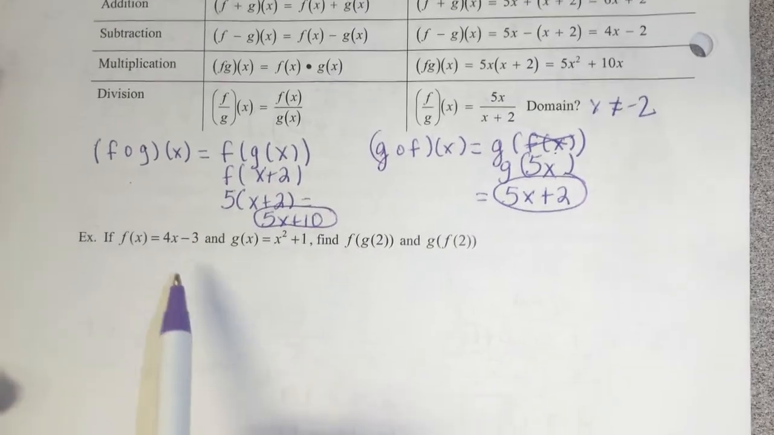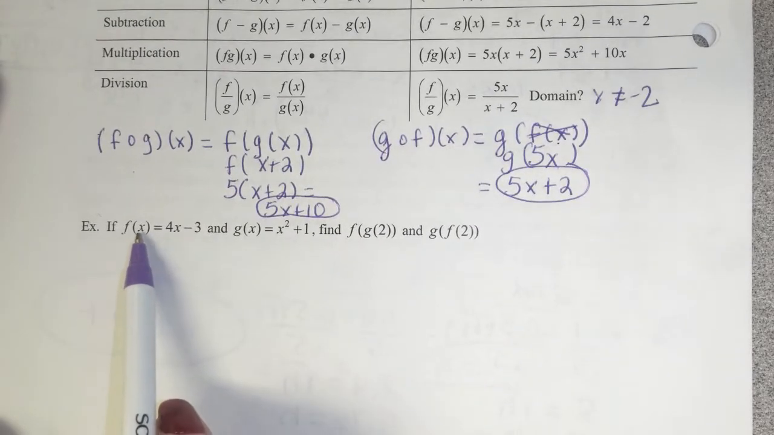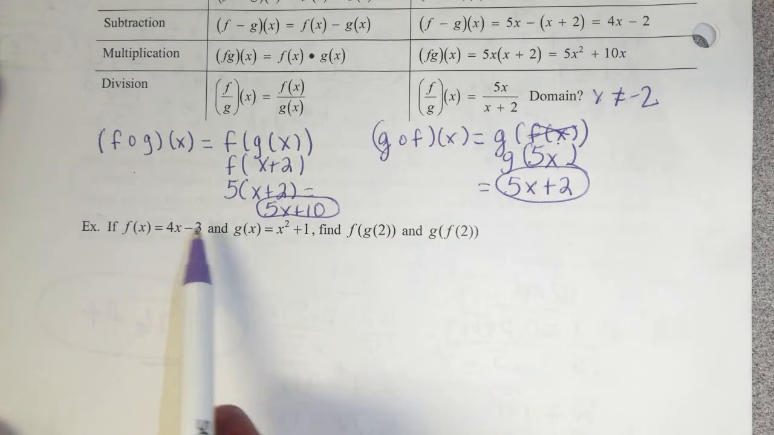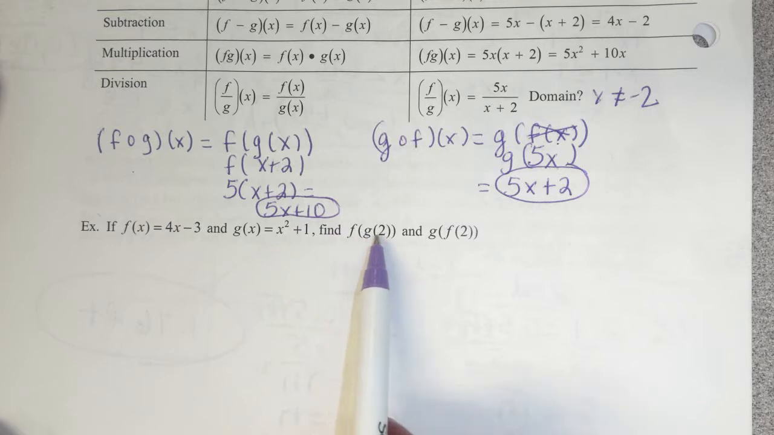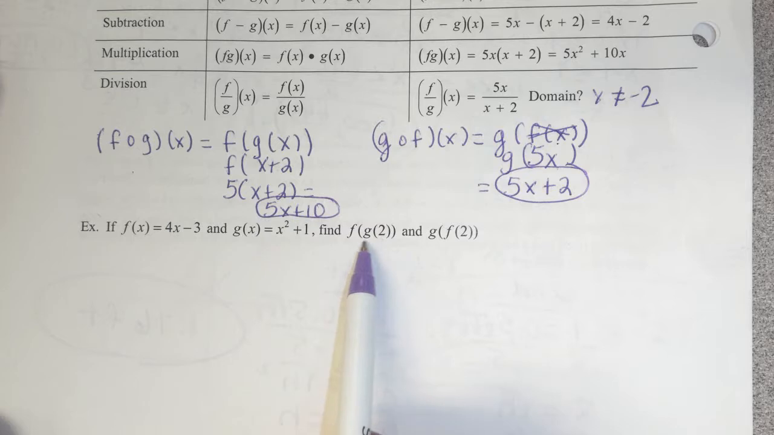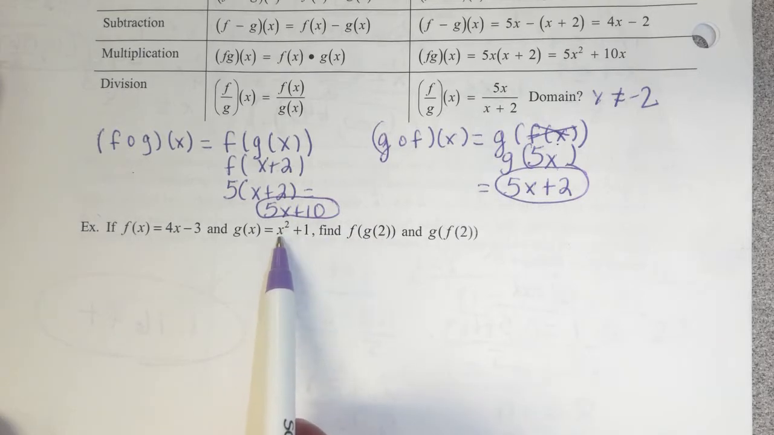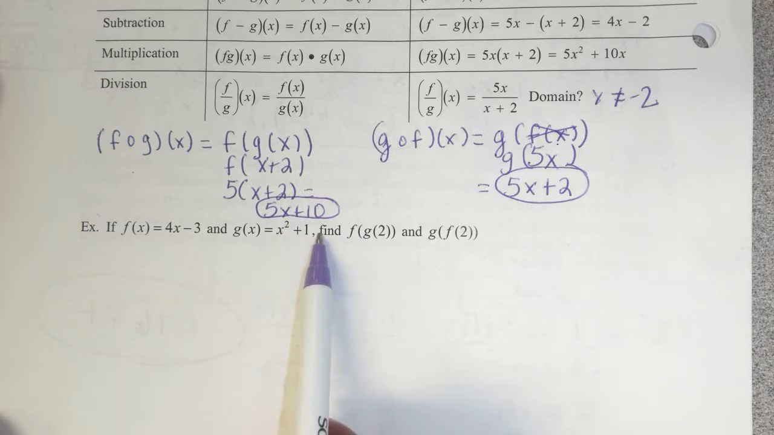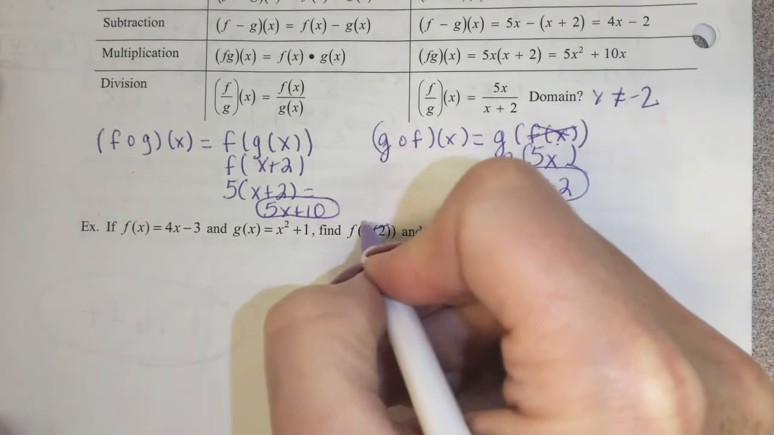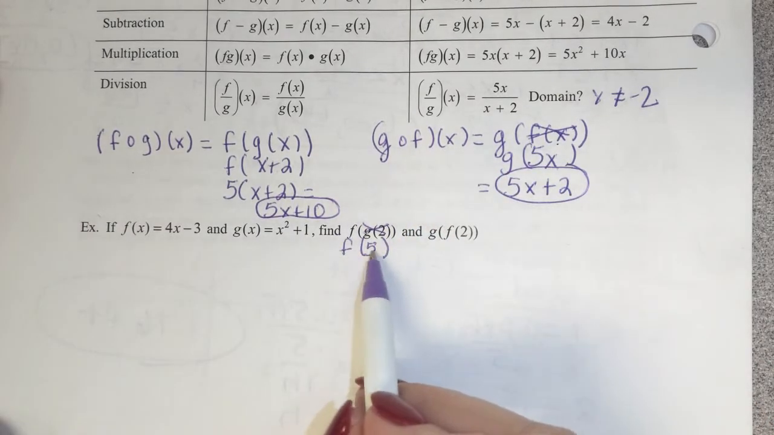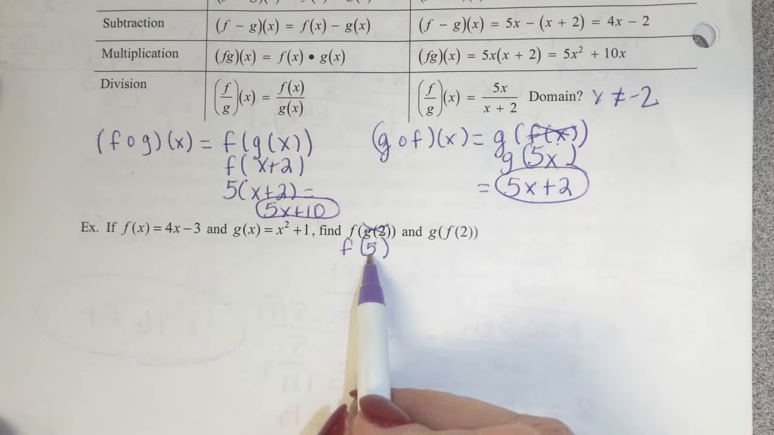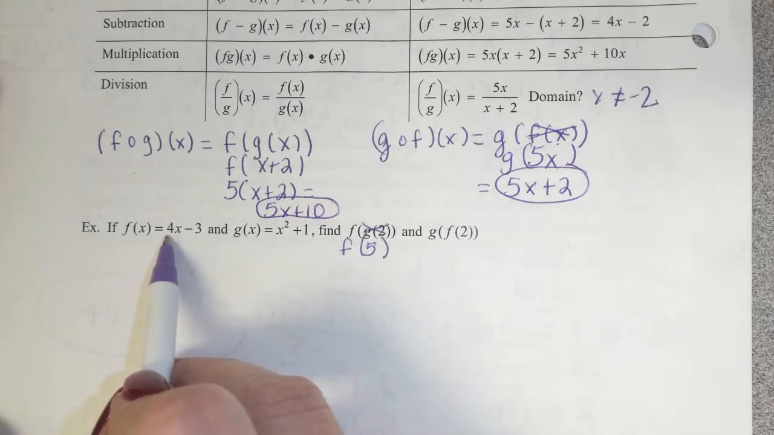All right, now we're going to do that same kind of thing with different values. F of x is 4x minus 3. G of x is x squared plus 1. Find f of g of 2. So first we're going to start with the 2, and we're going to plug that into the g function. What do we get if we plug 2 into the g function? 5. So this answer is 5. Now we have f of 5. We always work from the inside out. So now we're going to plug 5 into the f function.